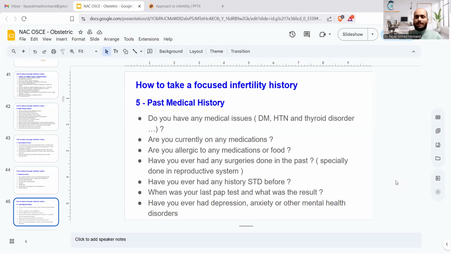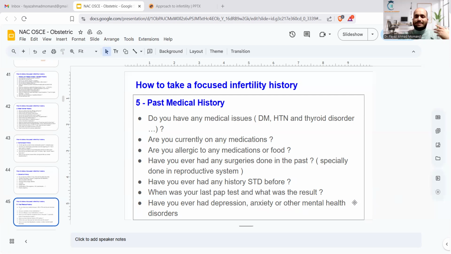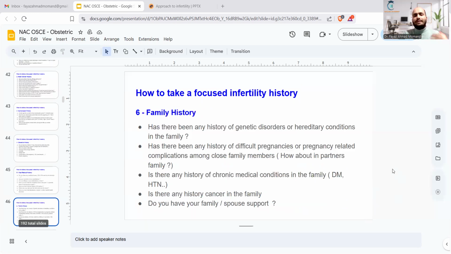And ask about pap test to make sure that they are up to date with their pap smears and they do not have any risk factors for developing cervical cancer and they don't actually have cervical cancer. Ask about depression, anxiety, mental health disorders. Sometimes SSRIs can lower libido, and it may be a reason they're not having regular sexual intercourse, and this is why they're not able to conceive.